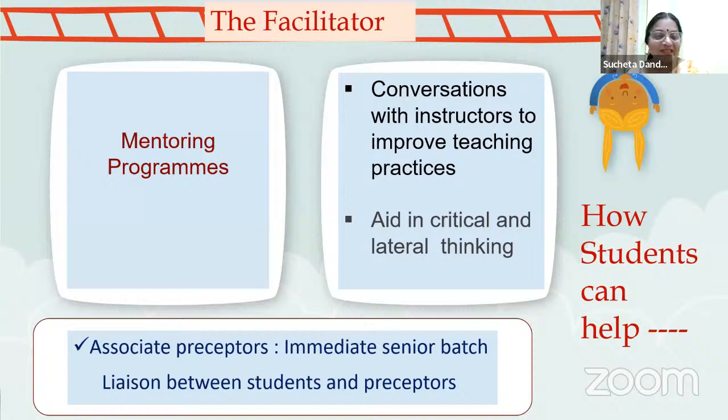Mentoring programs is obviously one of them. Conversations with instructors to improve the teaching practices, aid in critical and lateral thinking. And we had this concept in our mentorship program in KEM as to have associate preceptors, where the immediate senior batch liaisoned with the students and the preceptors, and we helped. So yes, Medha, rightly, this is what I meant by the associate preceptors, mentoring the juniors, training the mentors to deal with difficult mentees. Yes, Anshu, that is where we can take the help of the students.